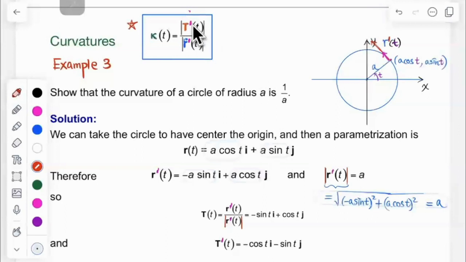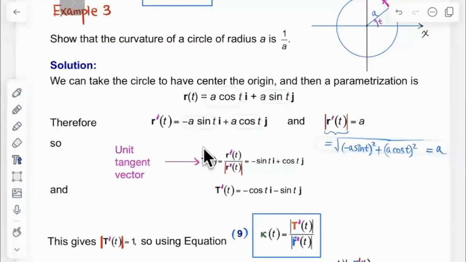Now, next, we need to find T prime of t. But in order to do that, we need to first find T of t, and then later differentiate to get T prime. Now, T of t, remember, is the unit tangent vector. So we'll take the tangent vector and divide by the magnitude of the tangent vector. So r prime of t we already got here.